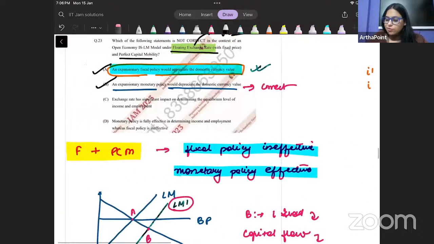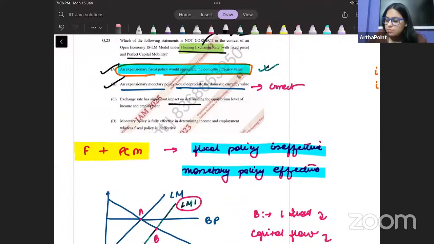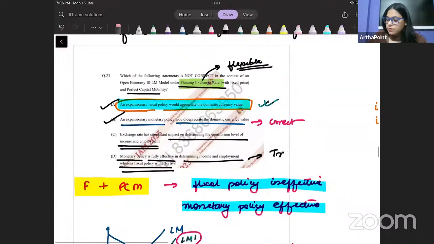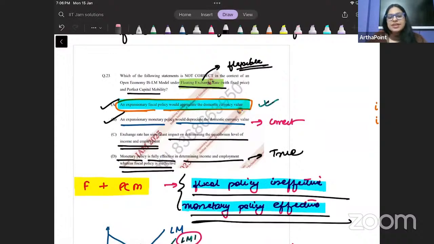Okay. Now look into the third one. It says exchange rate has significant impact on determining the equilibrium level of income and employment in the country. और last देखो, monetary policy is fully effective in determining the employment, whereas fiscal policy is ineffective. ये भी true statement है बेटा. This is what I have stated here. That fiscal policy is ineffective and monetary policy is completely effective. So which means that the only option we are left with is C. This is the only option which is incorrect out of all.